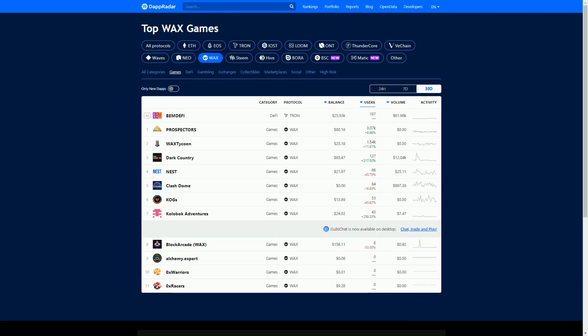Wax. A little bit of stuff going on here. There's been quite a lot of activity with Wax in terms of NFT sales this year. I've always been surprised that Wax doesn't have more gaming going on. So we have Prospectors, been around for over a year now. This Wax Tycoon game, which is like an idle game. Dark Country, a new game coming out. We'll see how that gets on. The rest of the stuff, not really. 0x Warriors and 0x Racers are now dead projects.